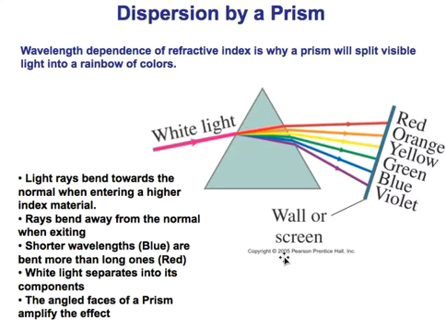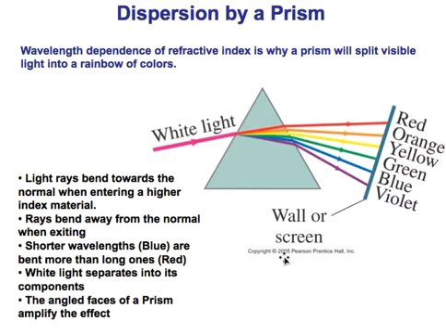Wavelength dependence of the refractive index is why a prism will split the visible light into a rainbow of colors. And this is also why a lens will focus light of different wavelengths in different places. We already know that light rays bend towards the normal when entering a medium with a higher refractive index, and that rays bend away from the normal when exiting. What we're now going to introduce is the extra information that shorter wavelengths, that is, wavelengths toward the blue or the violet end of the spectrum, are bent by a larger angle than the long ones.